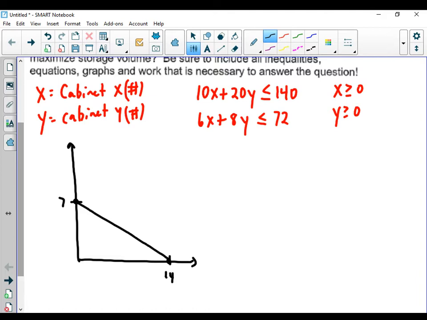Then we have the other set of inequalities. So 6x plus 8y, I'm going to treat it as equals 72. The x-intercept here would be when 6x equals 72, or when x is equal to 12.